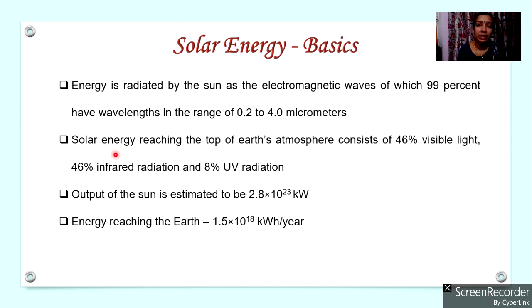So if we consider the case of Earth, the solar energy reaching the top of the Earth's atmosphere consists of 46% visible light, 46% infrared radiation, and the remaining 8% ultraviolet radiation. The output power of the sun is about 2.8 × 10^23 kilowatt, and the energy reaching the earth is about 1.5 × 10^18 kilowatt hour per year.